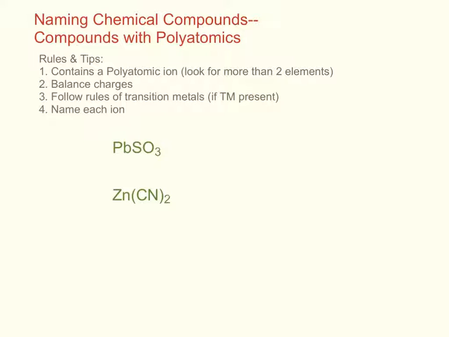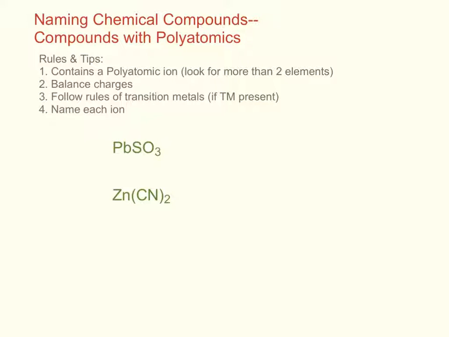Okay, here are 2 other examples I want to point out, because notice for number 3, I follow the rules of transition metals if a transition metal is present. So you can't just forget about the rules of your transition metals or your ionic compounds. They're still there because you may have a polyatomic paired with a transition metal. So we just looked at polyatomics paired with regular ions, but what happens if I have a polyatomic paired with a transition metal? In these two examples, I have just that. I have lead, which is a transition metal, bonded to a polyatomic, and I have zinc, which is a transition metal, bonded to a polyatomic.